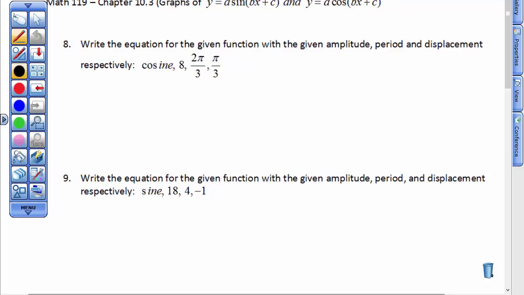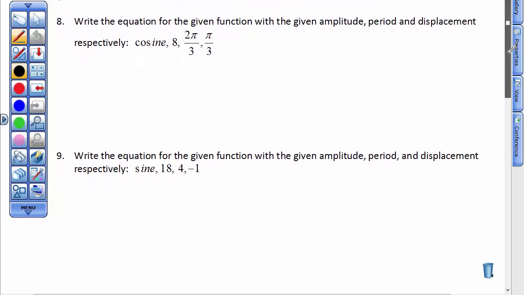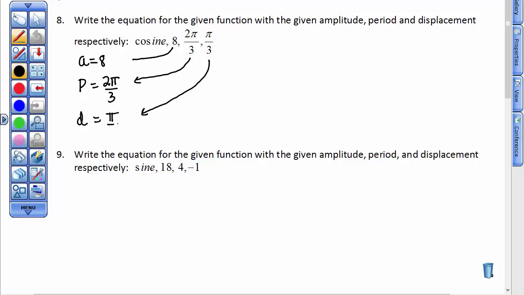So now I say to you, I'm not going to give you the equation and ask you to graph the curves. I'm going to say write the equation for the given function cosine. This is kind of funny because of my math software, where I give you the amplitude, the period, and the displacement respectively. So I've given you the amplitude is 8, the period is 2 pi over 3, and respectively, the displacement is pi over 3.